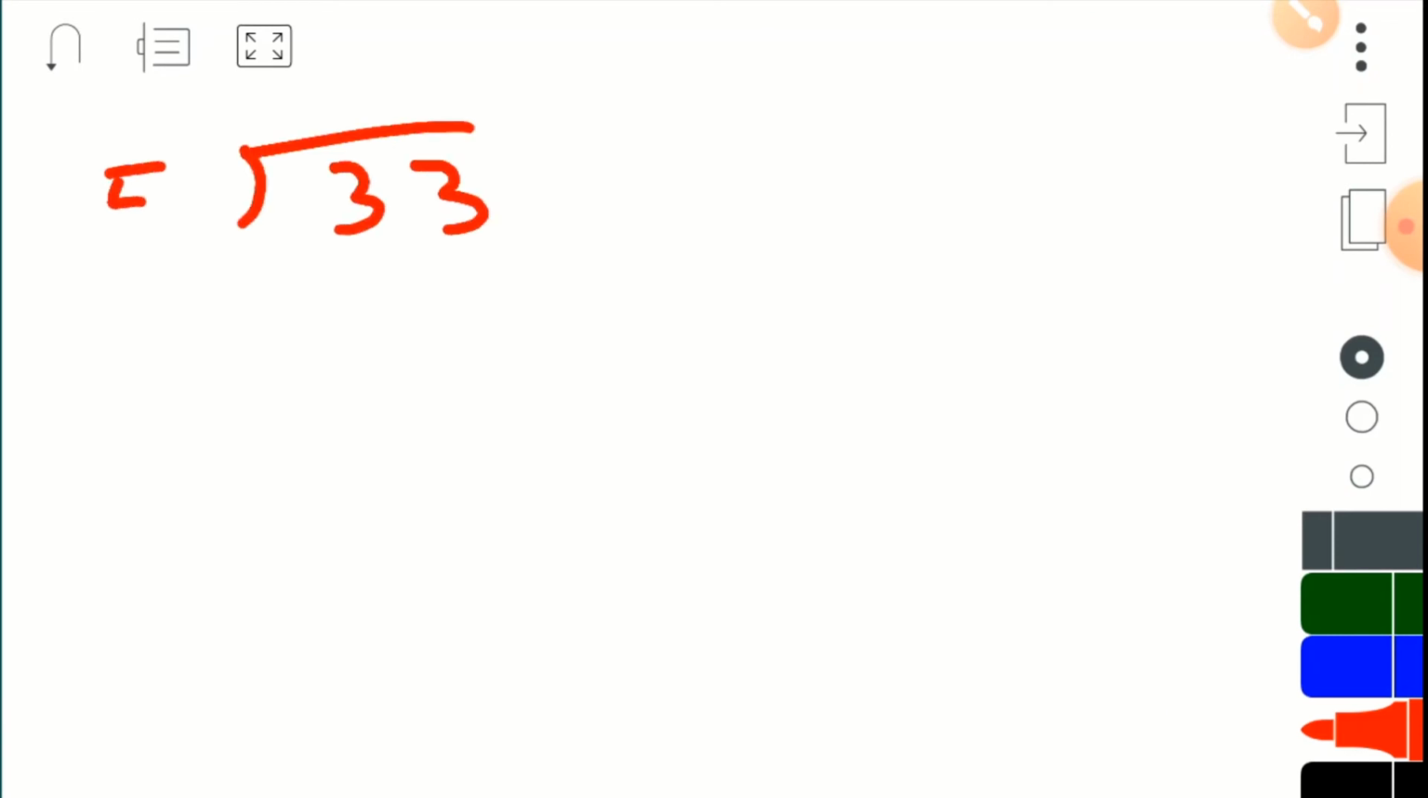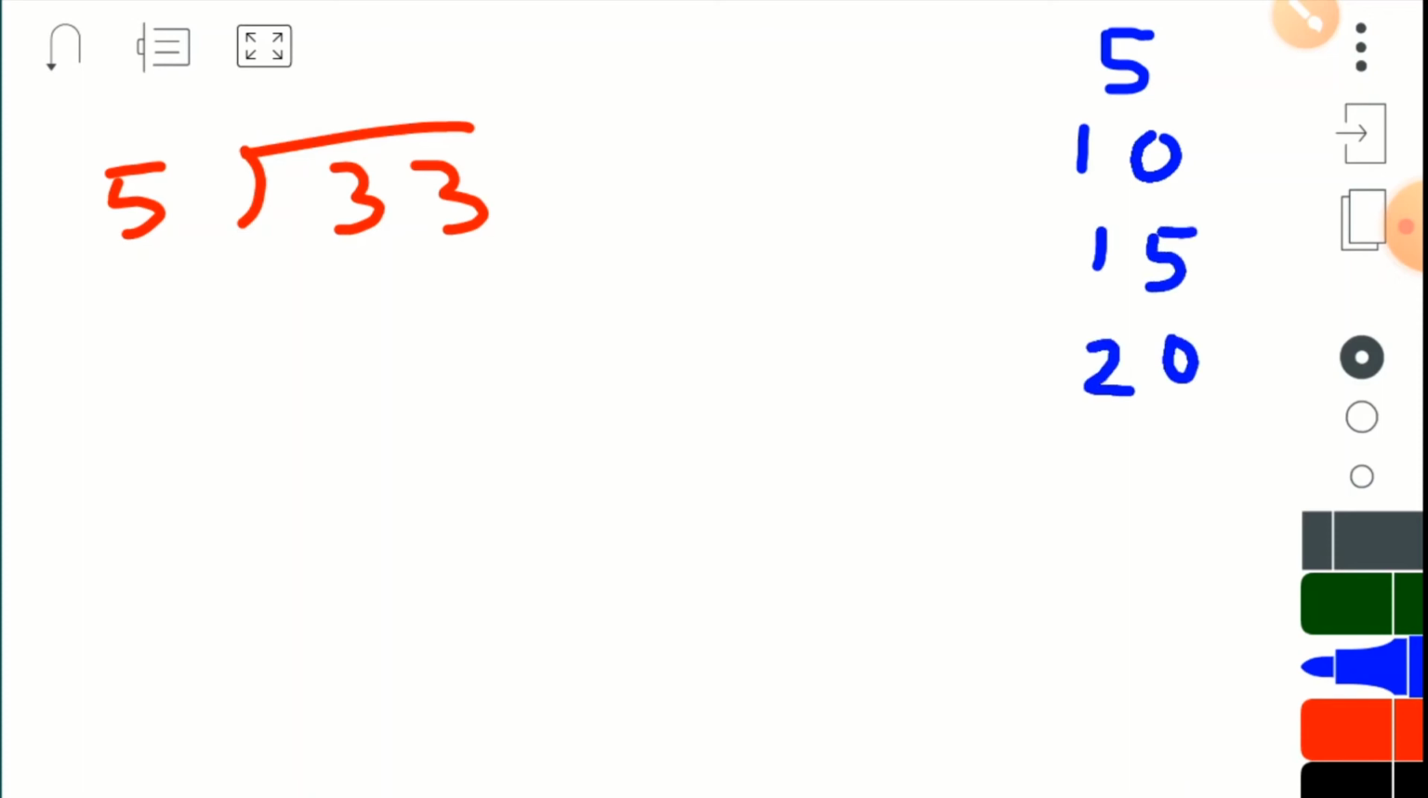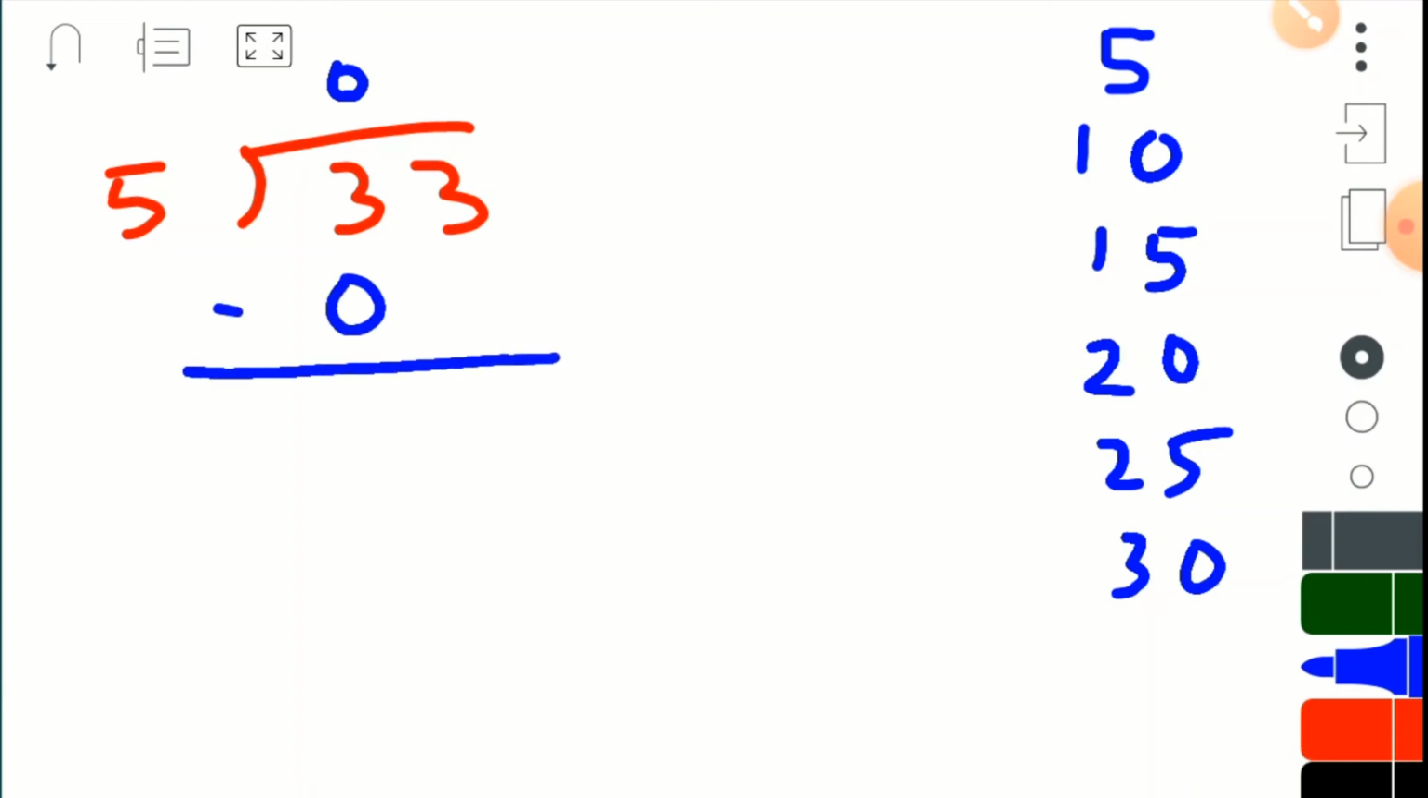33 divided by 5. Now in this question, 5 is greater than 3. So how will you do this? We will write the table. 5 ones are 5, 5 2s are 10, 5 3s are 15, 5 4s are 20, 5 5s are 25 and 5 6s are 30. Okay, now let's solve. Now 5 is greater than 3. So it doesn't go, so we will put 0 here. 5 zeros are 0. Always you have to take single numbers. Now 3 minus 0 is 3. Carry down the next number 3.